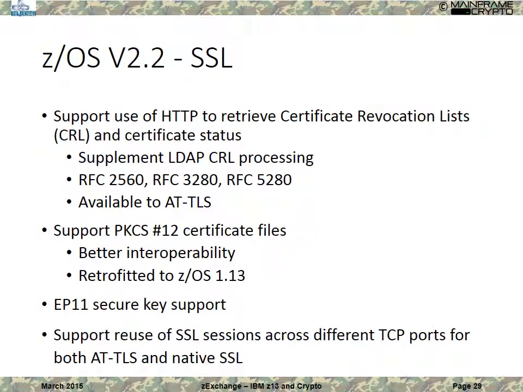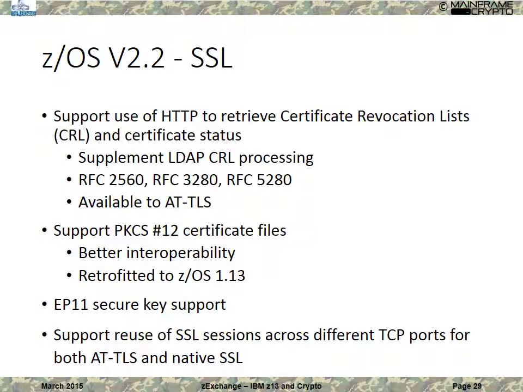On slide 20, the next couple of slides are going to highlight some of the information in the z/OS 2.2 preview announcement related to products and capabilities that leverage the crypto infrastructure. For example, with System SSL, there's now support by HTTP to retrieve and manage certificate revocation lists, CRLs. The capabilities have been updated to match some of the new RFCs that are out. There's support for new PKCS 12 certificate files that makes it a little bit easier to interop with other systems. There's now EP11 secure key support.